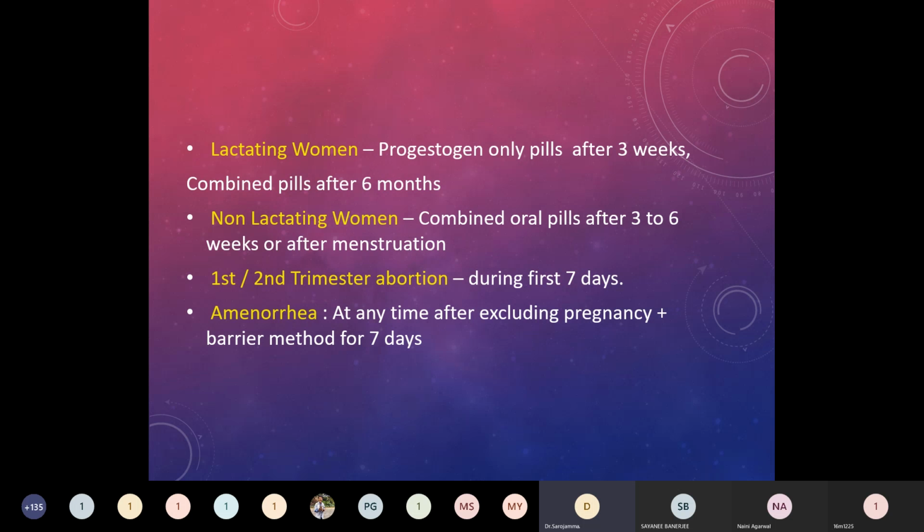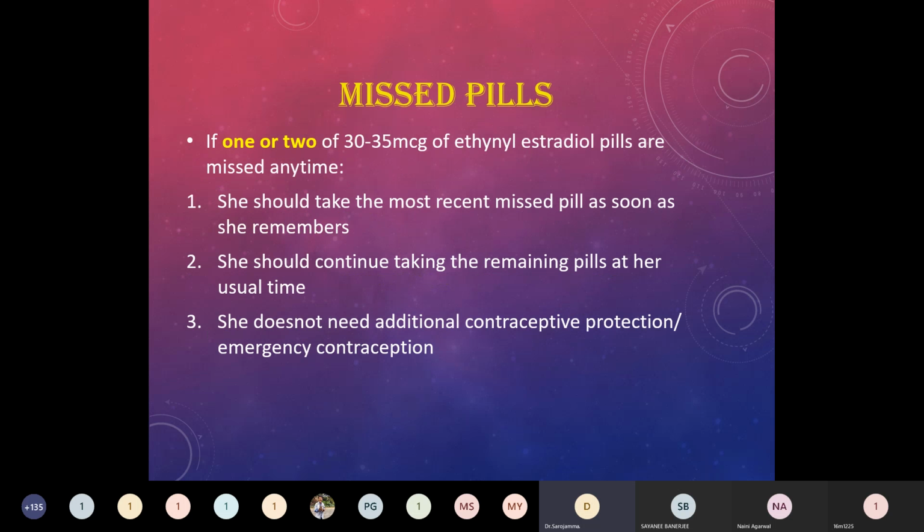for another 7 days. And this is the common problem when women are taking combined pills. There is always a chance that they miss the pills. So when they come with a history of missed pills, what to advise them? If a woman is taking 30 to 35 microgram of ethinyl estradiol pills and she misses 1 or 2 tablets, no need to panic. She should continue to take the next tablets as per the pack schedule, and as soon as she remembers, she should take the missed pills also.